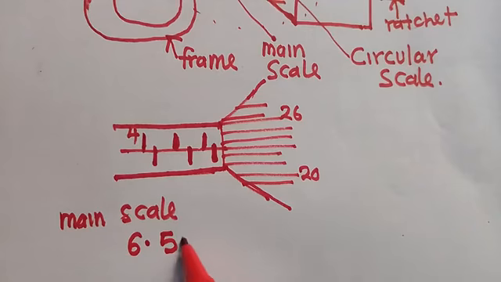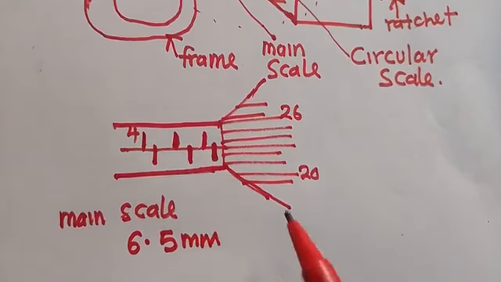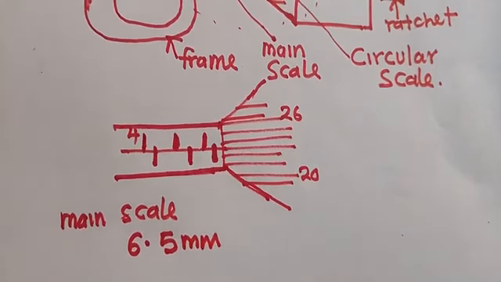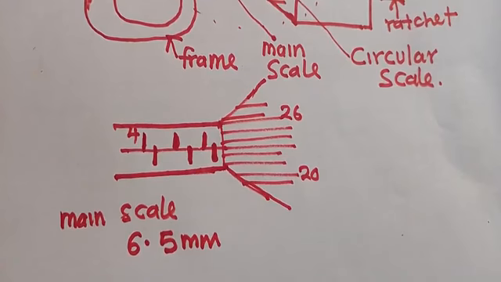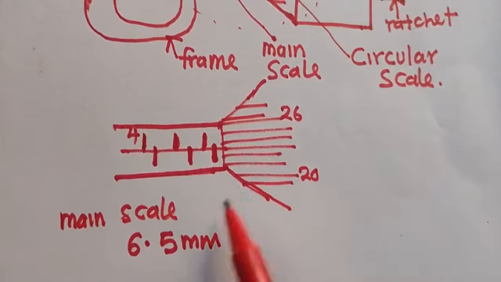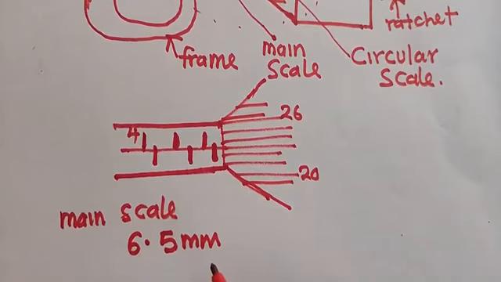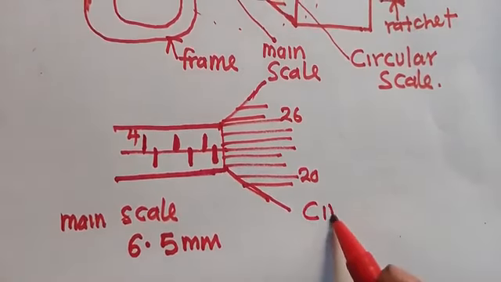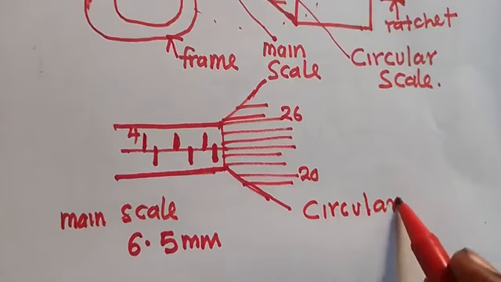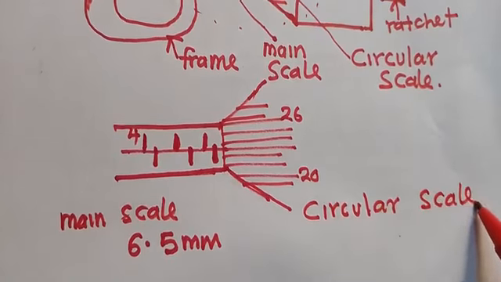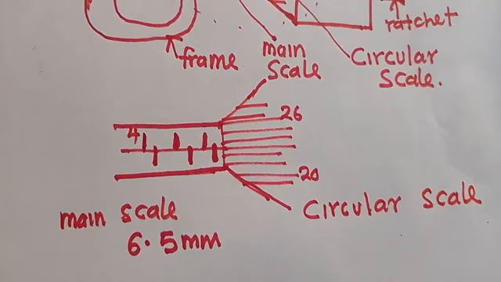6.5 millimeters. This is measured in millimeters. The accuracy of this one is 0.01 millimeters. So this is the main scale. We go to the circular scale. We move to the circular scale. This is the circular scale.